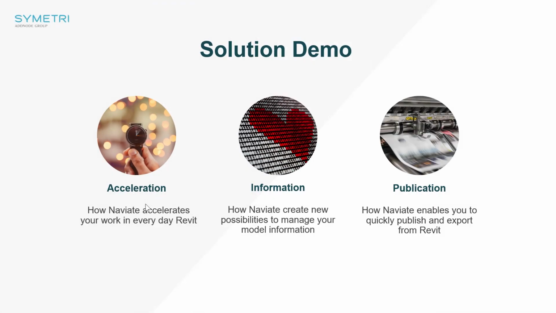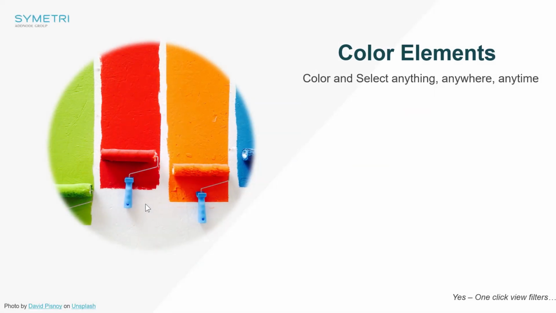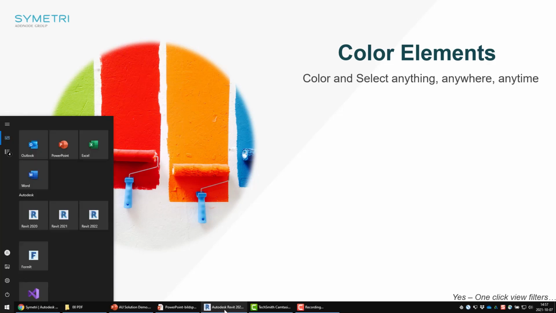So to be able to show you something of Naviate in 10 minutes as a small demo, I decided to show you some of the acceleration parts of Naviate, some of the information management part of Naviate, and also, of course, a bit of the publication parts of Naviate. And the first function that is really the favorite of all our users is the color elements function. You can color anything, you can select anything, you can pretty much do it anywhere you want in Revit. So let's take a look in Revit.